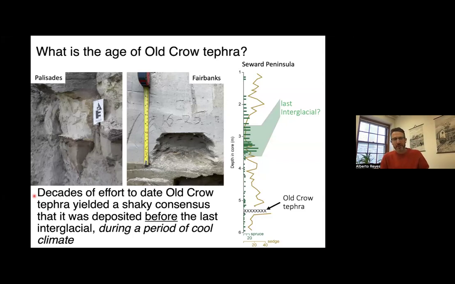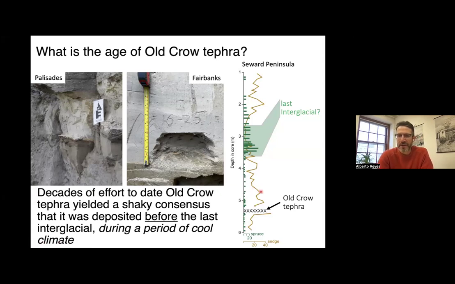Okay, so there's been this shaky consensus over the last few decades that the Old Crow tephra was deposited prior to the last interglacial, during a period of cool climate. That is largely based on stratigraphy, in terms of its presence below organics and a forest bed that was assumed to be last interglacial, and then also the paleoecology of those sediments.